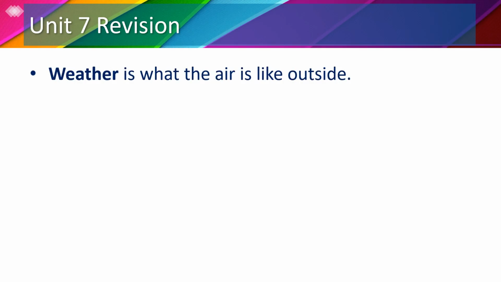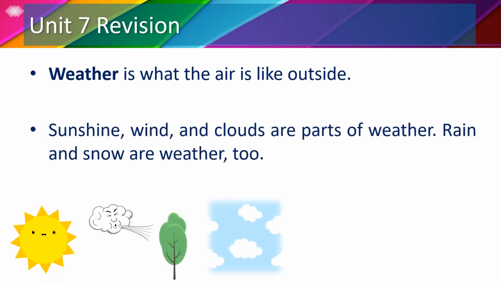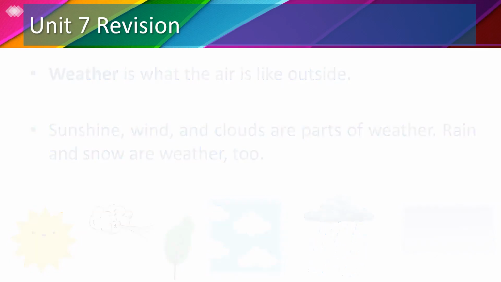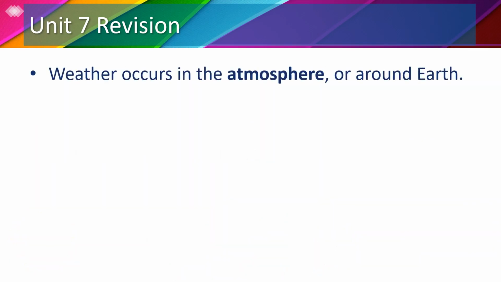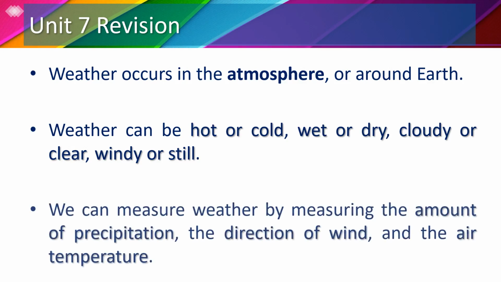Weather is what the air is like outside. Sunshine, wind, and clouds are parts of weather. Rain and snow are weather too. Weather occurs in the atmosphere or around Earth. Weather can be hot or cold, wet or dry, cloudy or clear, windy or still. We can measure weather by measuring the amount of precipitation, the direction of wind, and the air temperature.